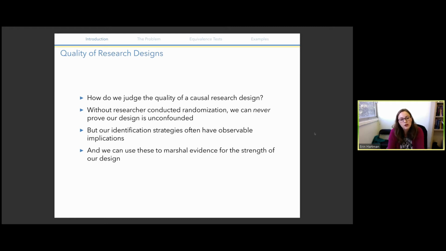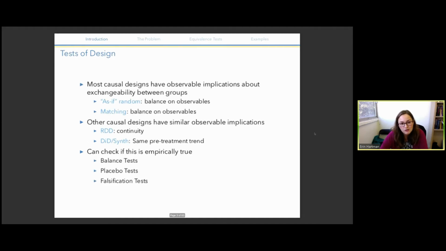But oftentimes we know that our identification strategies, whatever causal research design we're using, have some sort of observable implication in the data. And I'll talk more about what those observable implications look like. But most designs lend themselves to these types of tests that we can conduct, and we use these tests, these observable implications, to provide evidence that our design is a strong design, that we believe our identification assumptions. And so we're going to call these tests of design. Sometimes they're referred to as falsification tests. There's lots of names for it.